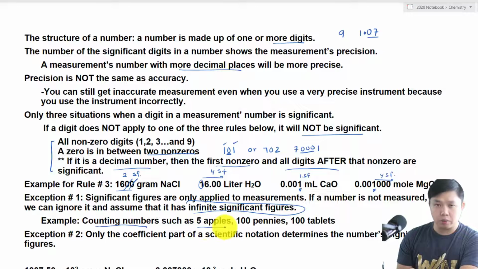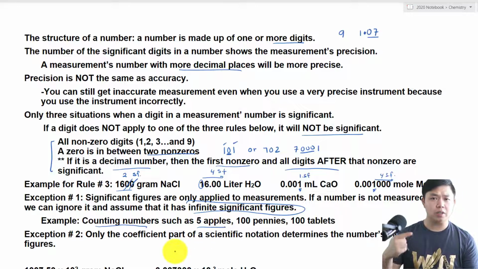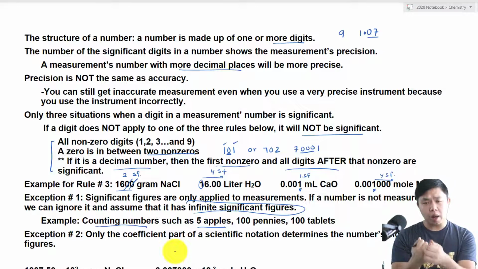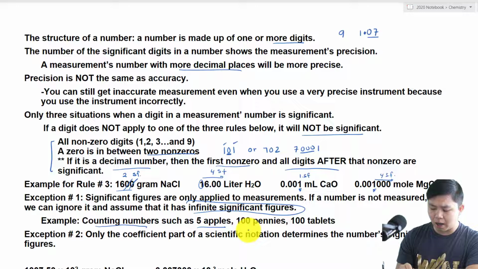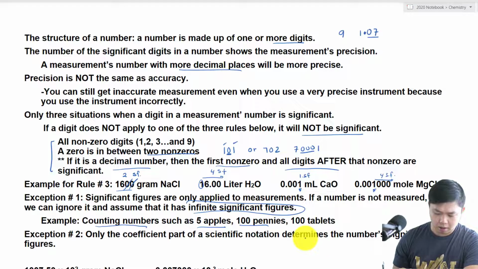So 5 apples, I have to count one by one. The word infinite means forever true. Think about that part, okay? That means we verify one at a time. The same thing with 100 pennies. If you count one by one, you know it's always going to be true. So that is a counting number.